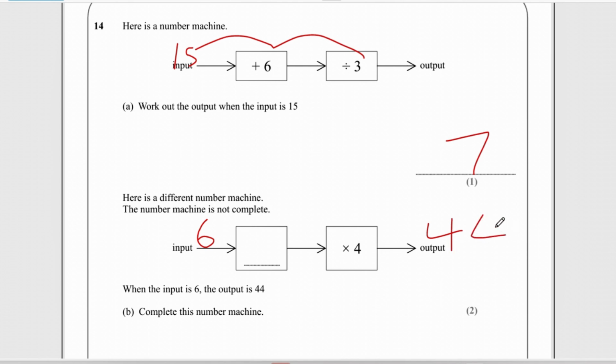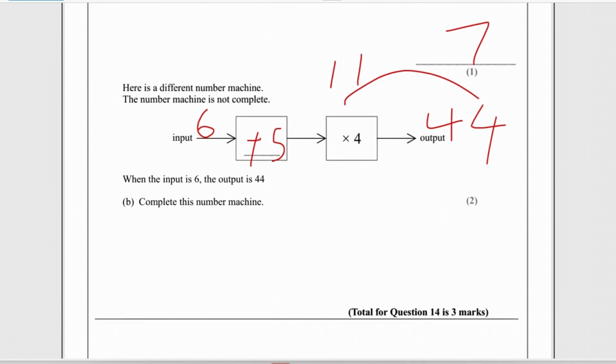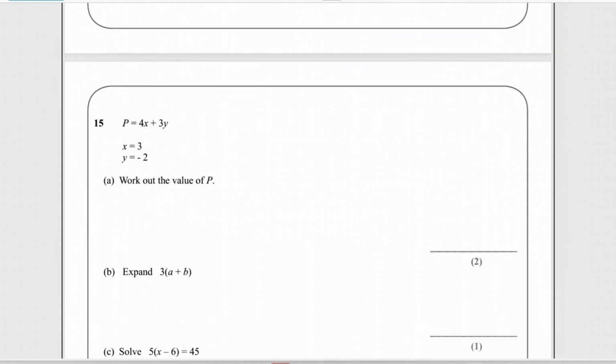Complete this number machine. So what do we do? 44, if you're starting from the output, you do the reverse. If you're going from output to input, 44 divided by 4 will give you 11. So how do you get 11? You can only get 11 here when you do plus 5. So 6 plus 5 is 11. Then 11 times 4 is 44. So the answer there is plus 5. Okay, we move to the next one.